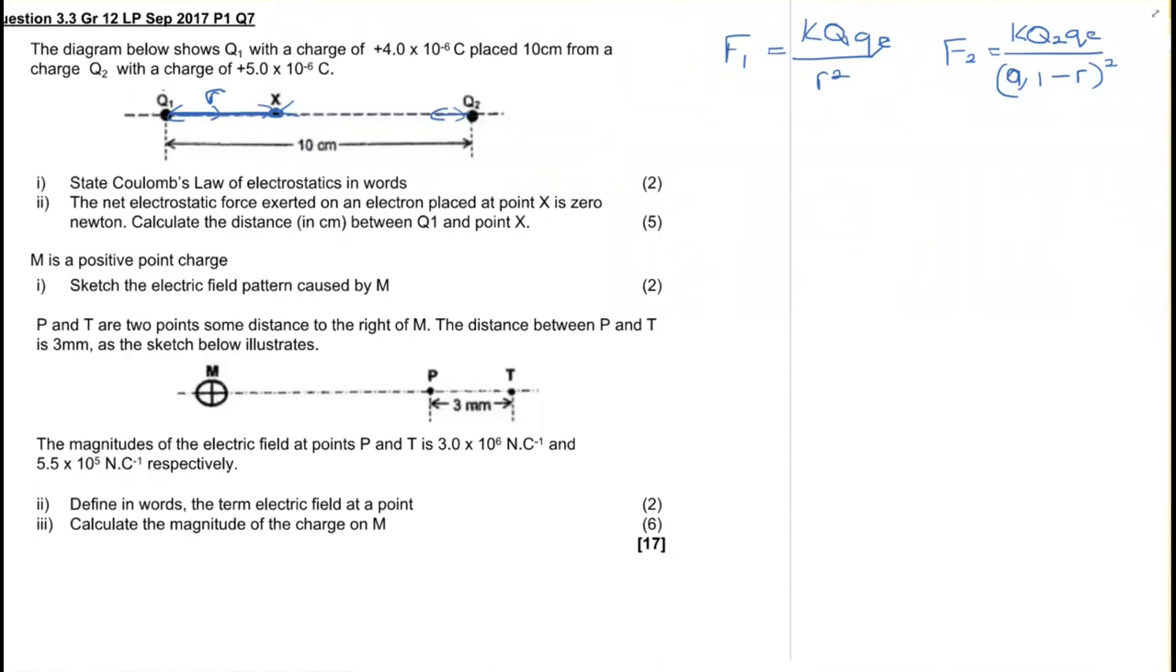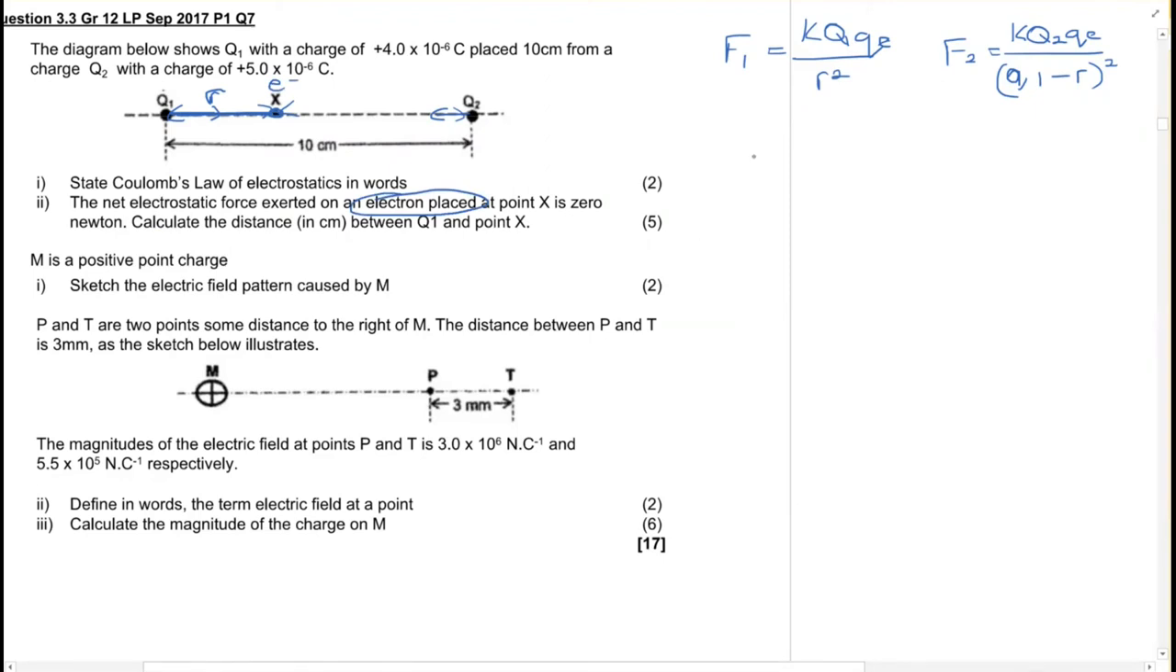Ma'am, why is there the small q? Oh, that's the charge on the electron. So they tell us that, and where did they say? Yeah, an electron is placed at point X. So they're actually going to put a little electron there. So small q is the charge on the electron.